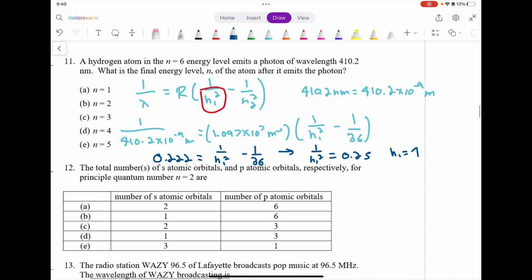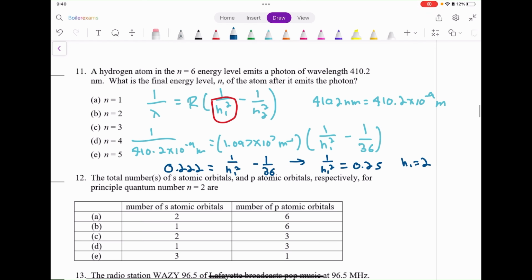And I know that n1 has to equal 2, because 1 over 2 squared would be 1 over 4, and that equals 0.25. So n1 equals 2.